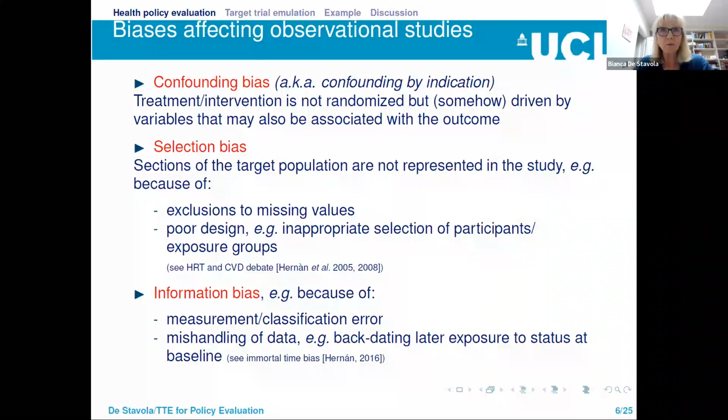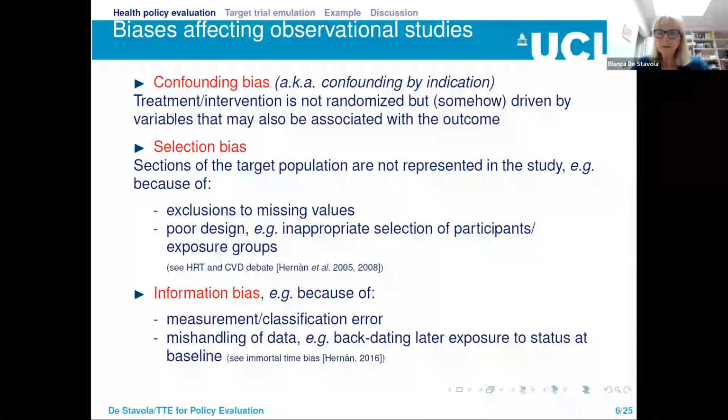The first one is obviously confounding bias. Interventions are not randomized, but they are observed, and the mechanism of reception, of choice of a particular exposure or intervention, is driven by many factors. Not all of them may be understood.